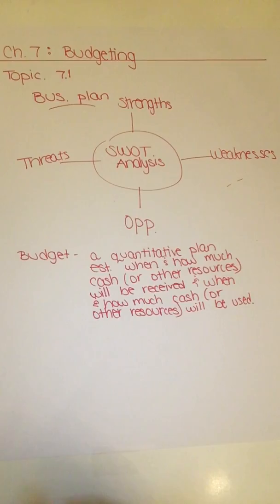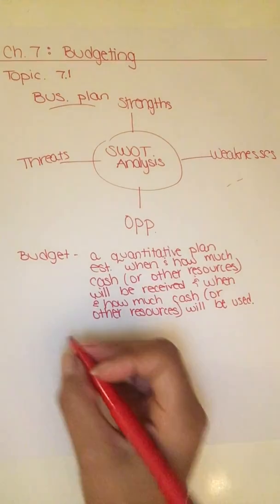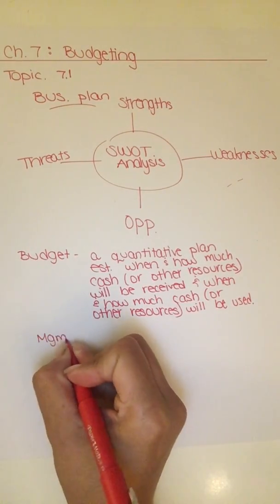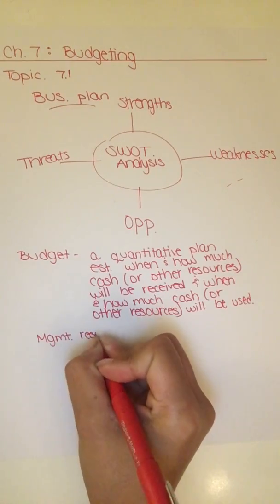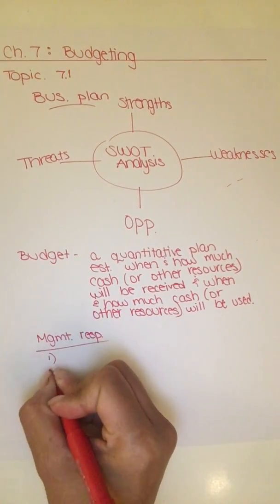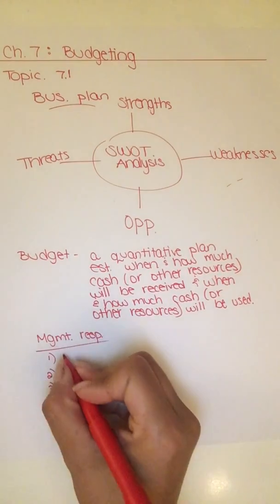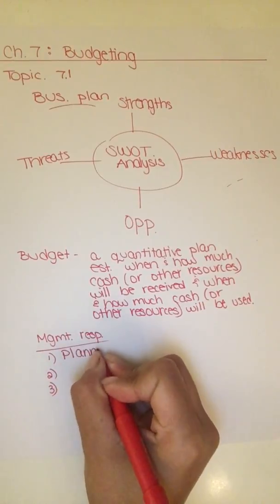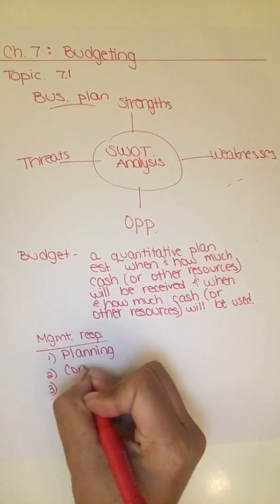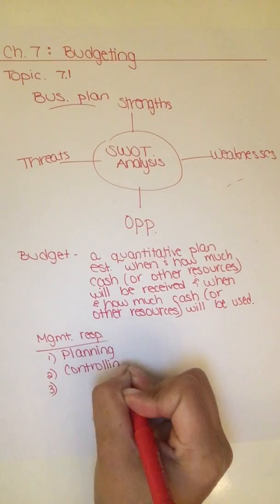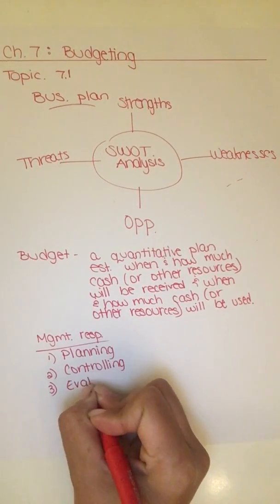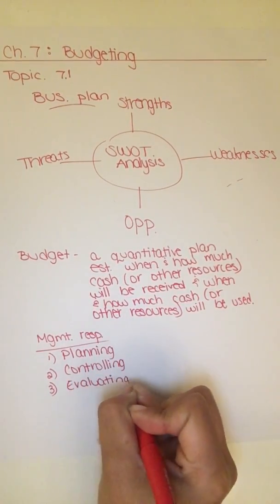If you remember when we started this semester, we said that management's responsibilities fell into one of three categories. Do you guys remember? Samson, do you remember? Gabriel, do you remember? Let's see. It was planning, controlling, and evaluating. You guys kind of remember that? It was so long ago. It was literally the first chapter.